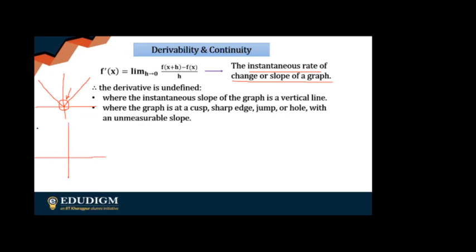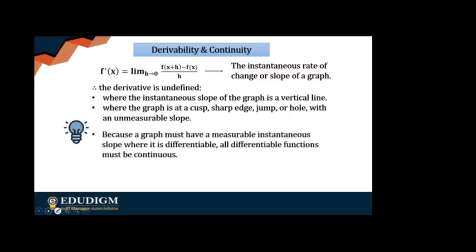Let's see another graph, just a simple graph. Where do you see some sharp bendings? These 2 points. So these are the possible points where there's a sharp edge or a jump or some gap, or certain other portions where this can be undefined. I hope this is okay with all of you. We'll do some examples. Since for differentiability there should be an instantaneous rate or a measurable slope which should be defined, whenever you take differentiable functions, they must be continuous.